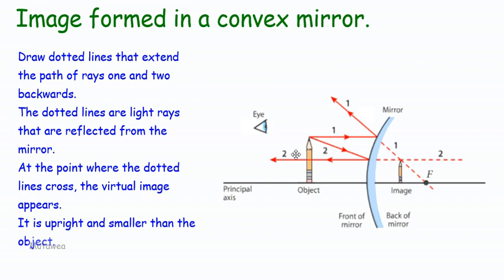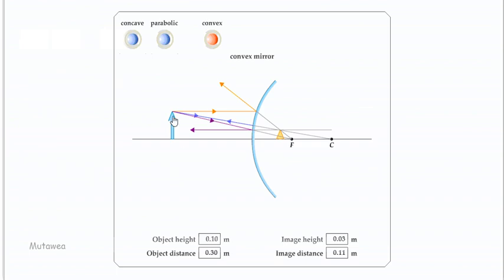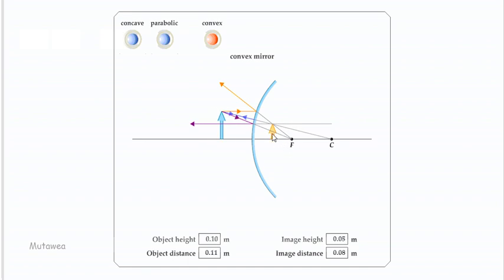The reflected light rays 1 and 2 will never intersect in front of the mirror, so we draw dotted lines like this, and these lines extend the paths of rays 1 and 2 backward. The dotted lines are light rays that are reflected from the mirror. At the point where the dotted lines cross, the virtual image appears. It's upright and smaller than the object. If you look here, it doesn't matter where the object is. As long as it's in front of the mirror, the image will always be smaller, virtual, and upright.